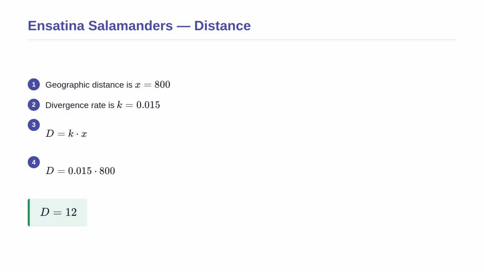We start by writing down our primary equation. Plugging in our exact values, we multiply the rate by the distance. This calculation gives us a total genetic distance of 12 units. Physically, this means the southernmost population has accumulated a significant amount of genetic variation compared to its northern ancestor.